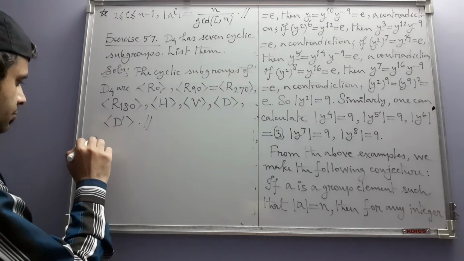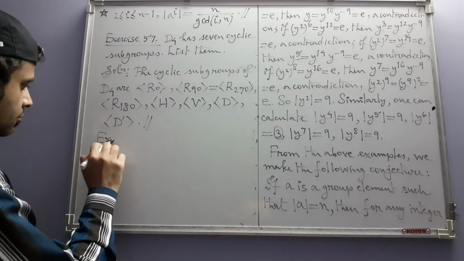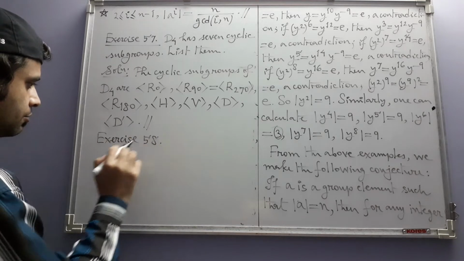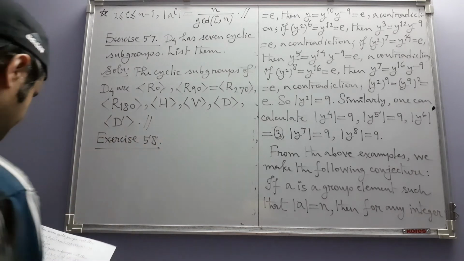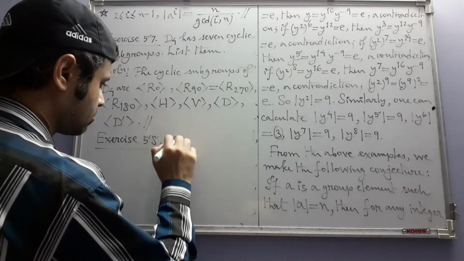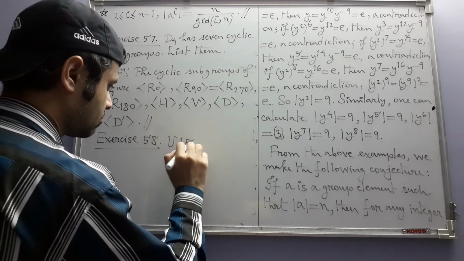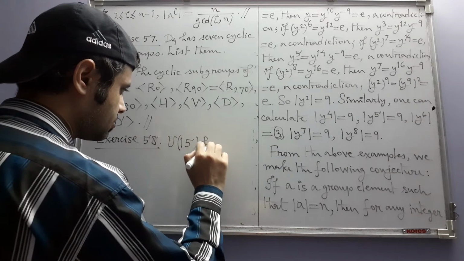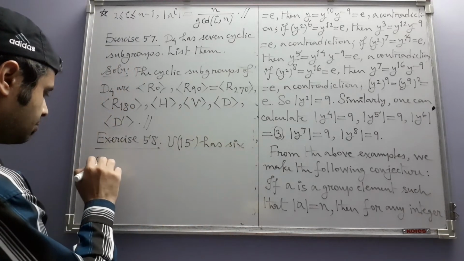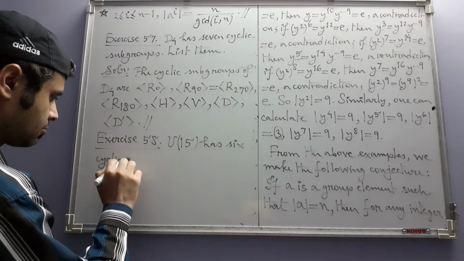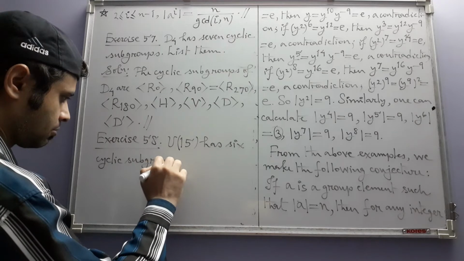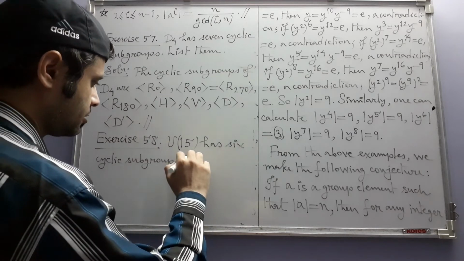Then U15 has 6 cyclic subgroups. List them.